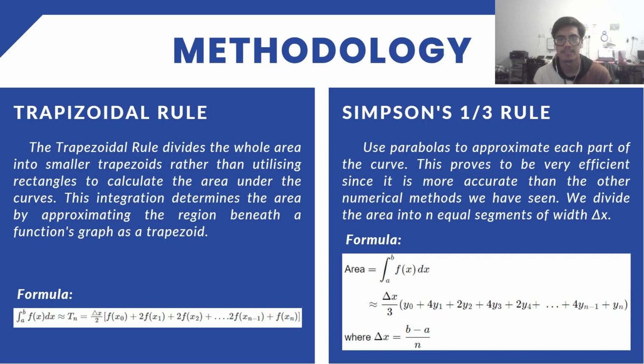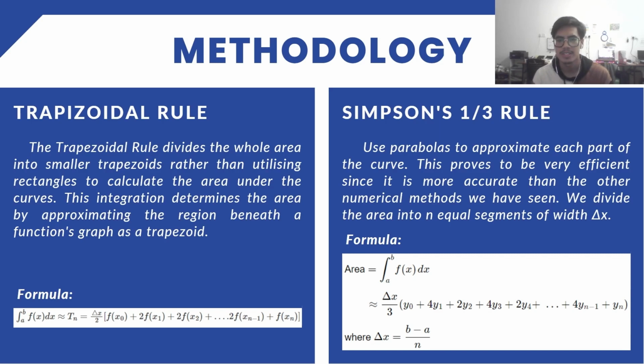Next, we have Simpson's 1/3 rule. Simpson's 1/3 rule uses parabolas to approximate each part of the curve. This proved to be very efficient since it is more accurate than the other numerical method we have seen. We divide the area into n equal segments of width delta x.